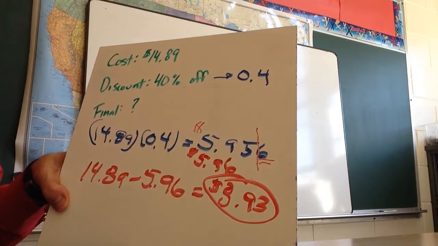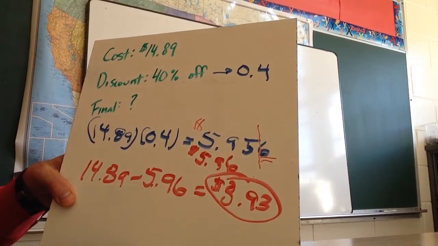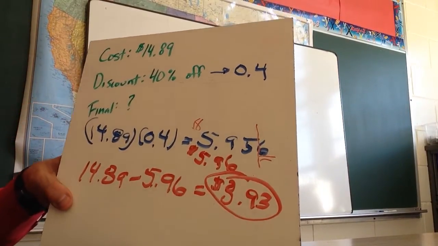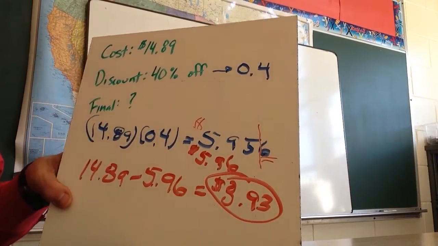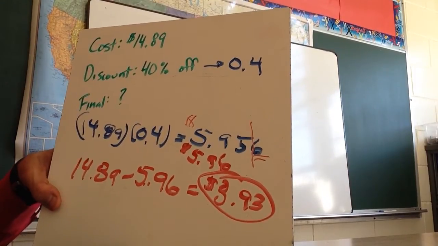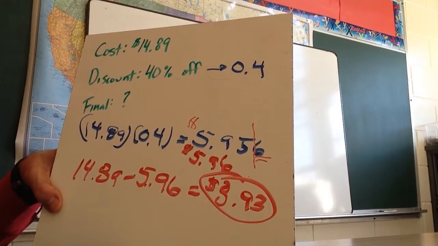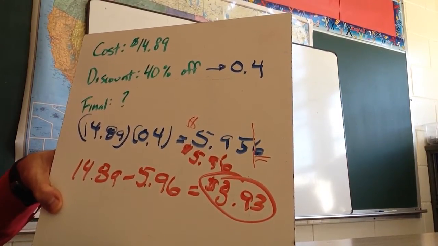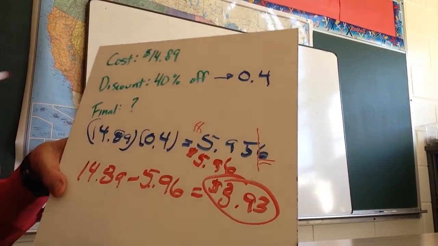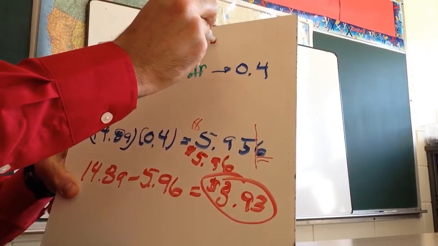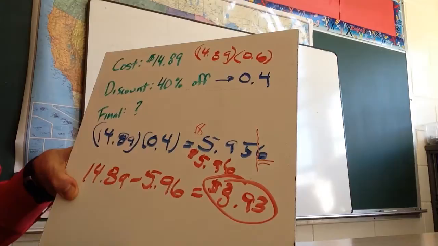Now, there is another way to solve this problem. So I'm going to show you this, and for some of you, I think this method may be better. For some of you, it may not be. If you think about the entire cost of this item as being 100%, if you get a discount of 40%, 100 minus 40 is 60%. So that means that 40% of it you no longer have to pay, so you do have to pay for 60% of it. So the other way that you could solve this problem would be to take $14.89 and multiply that by 0.6, because I'm paying 60% of it.